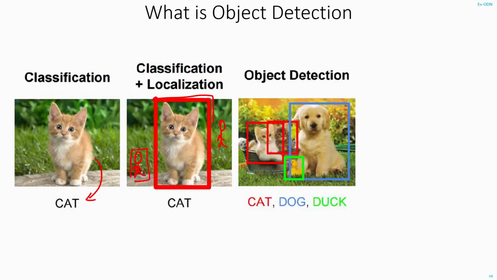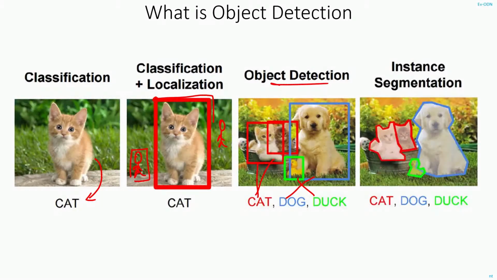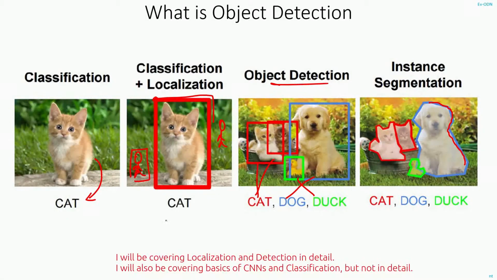But if there are more than one object in an image, and you have to locate and identify all of them, then this is a case of object detection. In this image, there are two cats, a duck and a dog. You have to locate and identify all of them. The last variation of this is called instance segmentation, wherein you not only locate and identify the object, but you also draw the exact border around it, like so. In this course, I'll be discussing localization and detection.